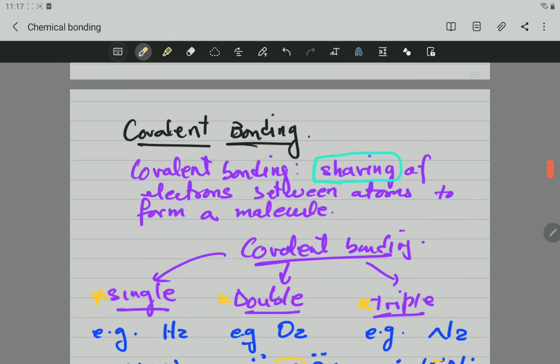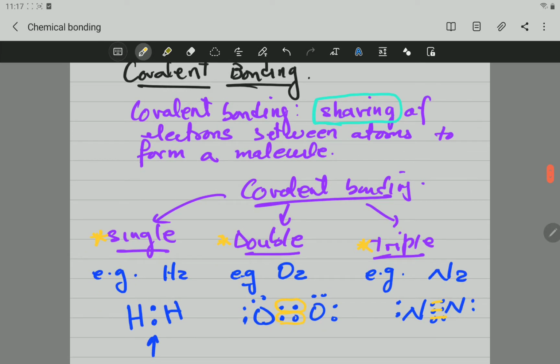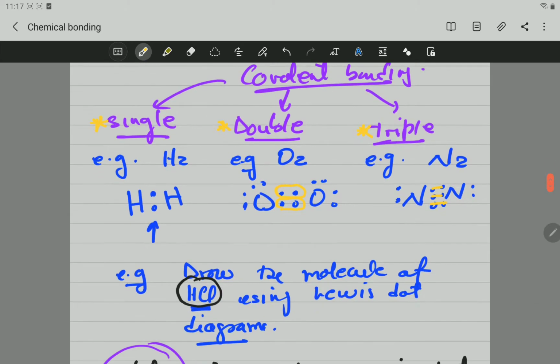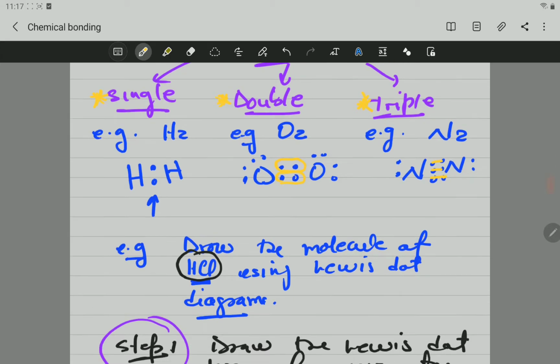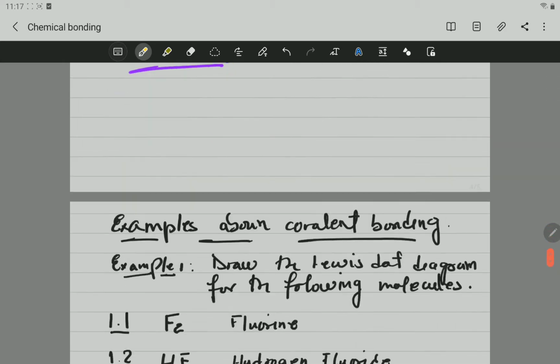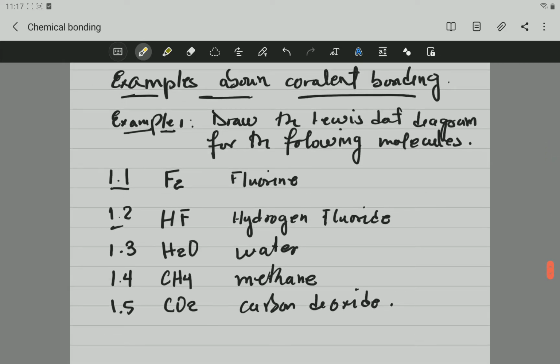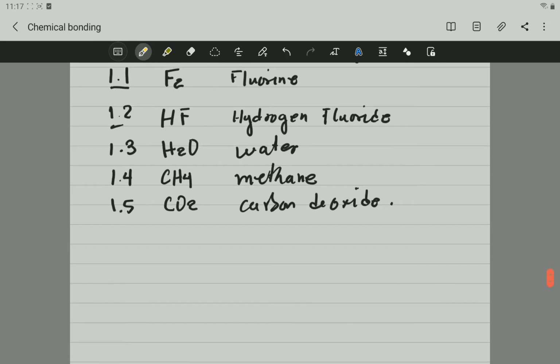Now, what is covalent bonding? It is when electrons are shared between atoms to form a molecule, and we have three different types of covalent bonding: single, double, and triple. Now let's see some examples. Let's draw the Lewis dot diagram for the following molecules: fluorine, hydrogen fluoride, water, methane, and carbon dioxide. Let's start with the first one.